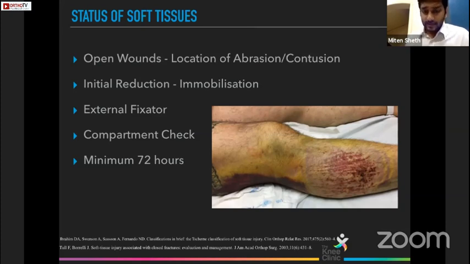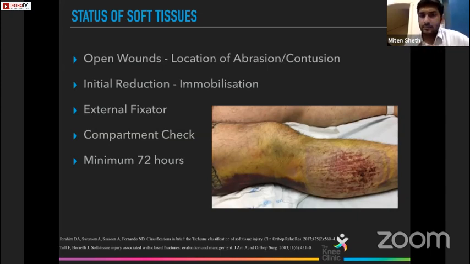You're going to keep checking the compartments and the status of the soft tissues. Wait for a minimum of 72 hours for the inflammatory response to reduce, and sometimes for a week, because if you're going to scope the knee to treat the ligaments, then you want the soft tissues to have healed and the capsule to have healed, which would take about a week.